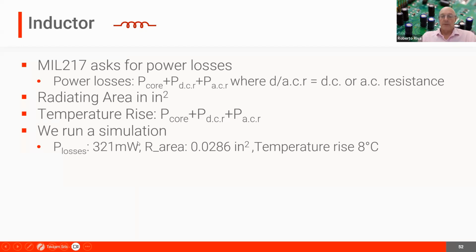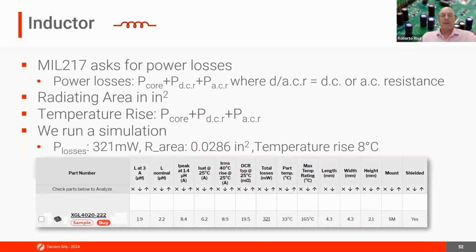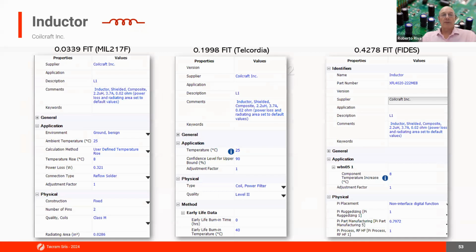We had no idea where to start, because we don't have any information about the design. So we went to the manufacturer website and ran a simulation. We put in what we deemed, based on the data sheet and the layout of the other components, particularly the integrated circuit, an acceptable result, and we got 321 milliwatts, 0.026 square inches, and a temperature rise of 8, going from 25 to 33. We plugged that in and got the data from the manufacturer for that particular inductor, and these are the results.